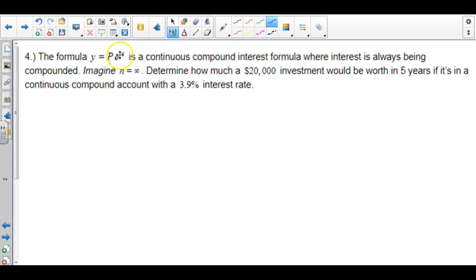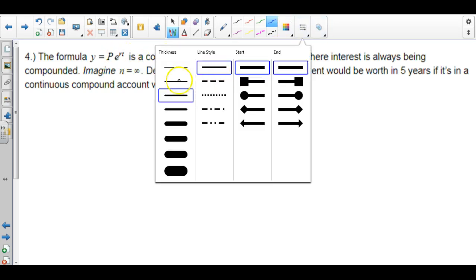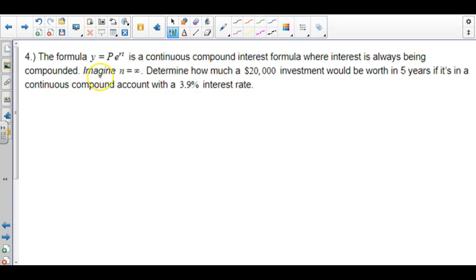And then we get to the last equation, which is slightly different. It's got this letter e in it instead of having all the parentheses and stuff. And what e means is that we are really compounding this an infinite number of times in a year.